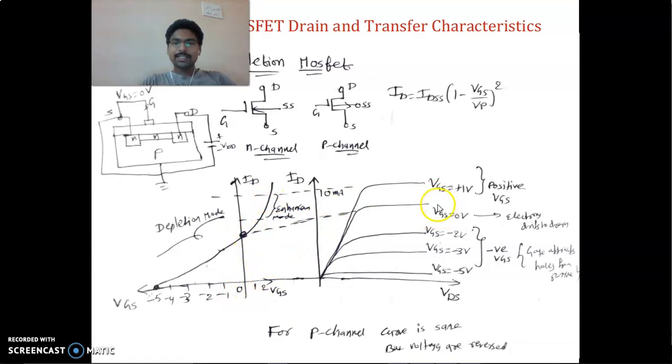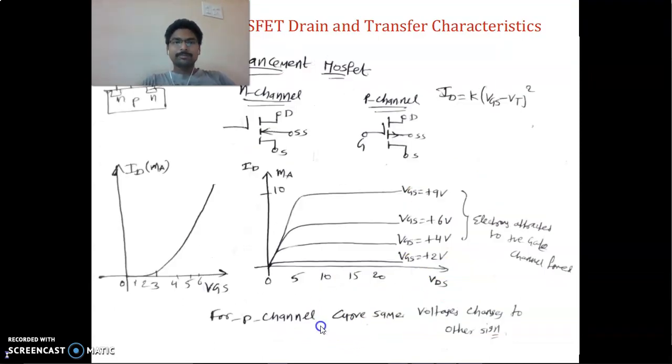As VGS decreases from 0 to minus 1, minus 2, minus 3, the current is going to decrease here. At some point the current is going to be 0, which is called the pinch off voltage. For P channel depletion MOSFET, the characteristics are the same, but the only thing is we have to change the VGS voltage signs and VDS voltage signs. Opposite signs should be used here.